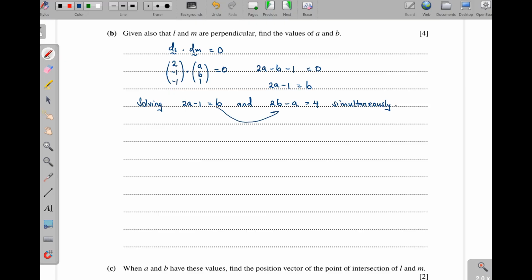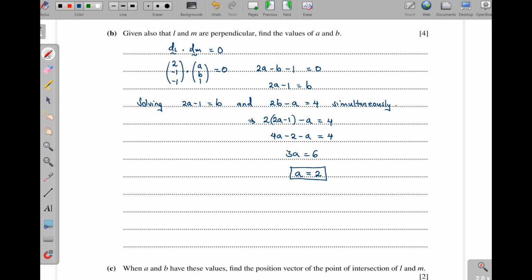We are going to substitute B here, not so? So we are going to have 2A minus 1, that is the value of B, but there is a 2 here, then minus A, this one will be equal to 4. Then you open the brackets, that will be 4A minus 2 minus A, this is equal to 4. 4A minus A, that one will give us 3A. When this one goes here, it adds to the 4, then we get a 6. So that means our A is going to be equal to 2 if you divide all through by 3, not so?